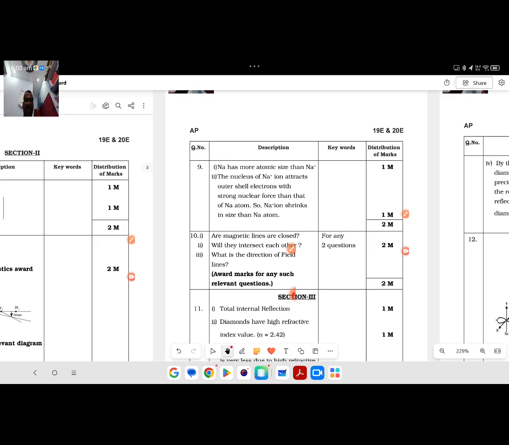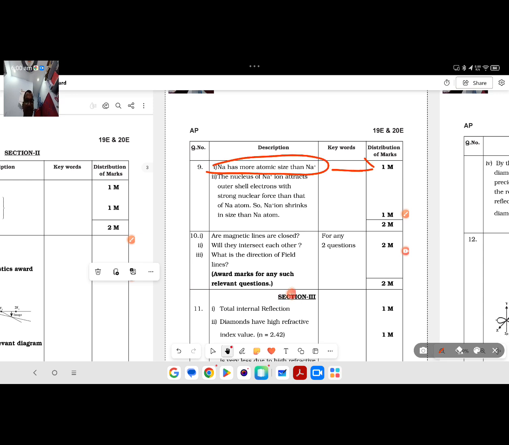So what is the question about? First, for the first sentence, sodium has more atomic size than Na plus. For this step, you'll get 1 mark. Again, the second part of the question is why. So for writing the why answer, you'll get 1 mark, right? So the first part of the question is: predict which one has more atomic size, Na, Na plus. For writing this, you'll get 1 mark, and for the why question, you'll get 1 mark. So this is how the marks will be allotted.